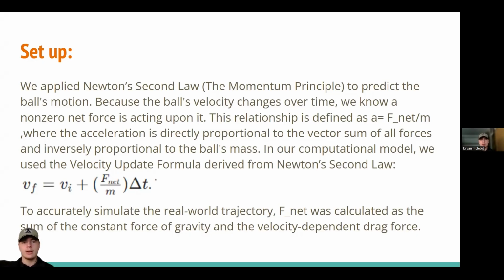In our computational model, we used the velocity update formula derived from Newton's second law, which is v final, velocity final, equals velocity initial plus F net over m, acceleration, multiplied by our change in time. To accurately simulate the real-world trajectory, F net was calculated as a sum of the constant force of gravity and the velocity-dependent drag force.